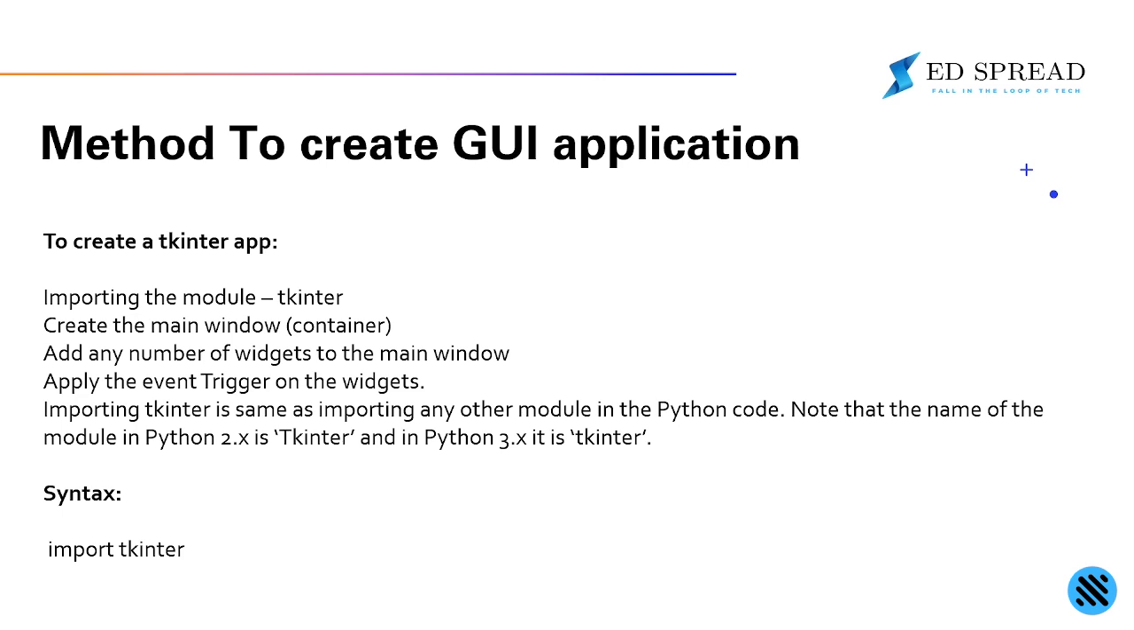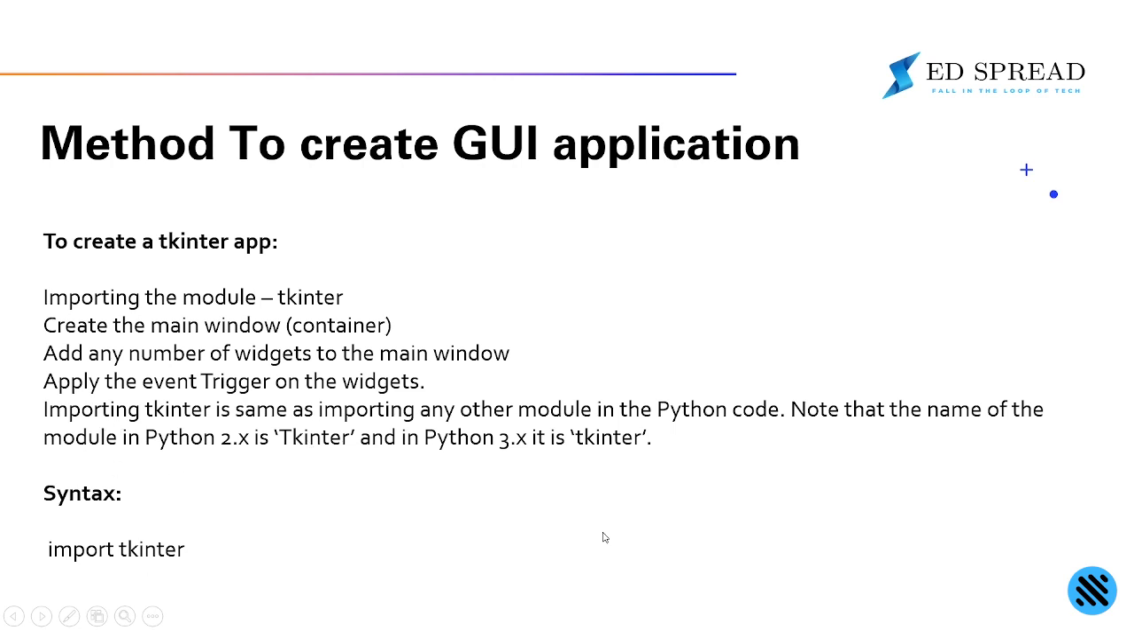So this is the method to create a GUI application. First we need to import the Tkinter module. We have seen this in modules and packages, right? We need to import Tkinter into our code in order to use it. The next thing is we need to create the main window, and after that we can add any number of widgets to our main window, that is labels, buttons. There are many kinds of widgets, so I will be showing you one by one, right? And the next thing is to apply the event trigger to the widgets, and this is not necessary.